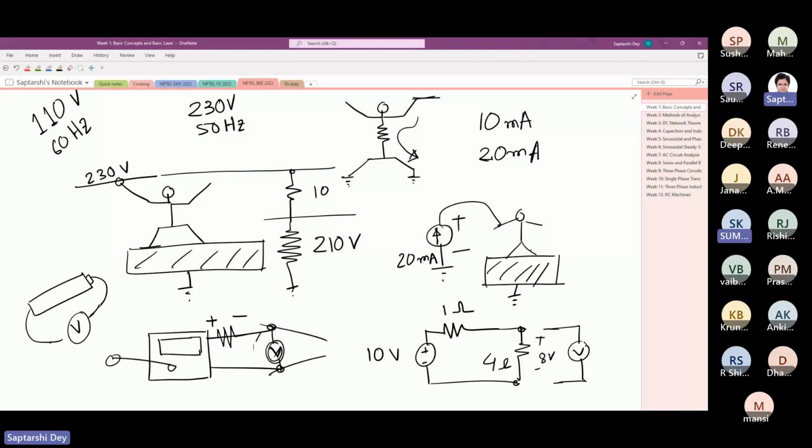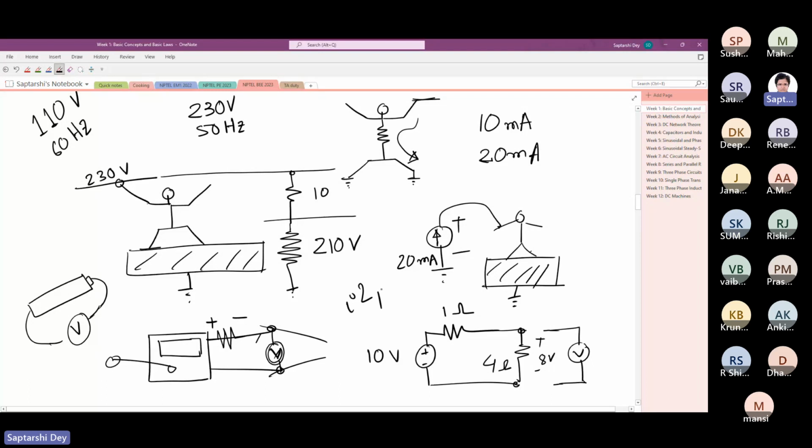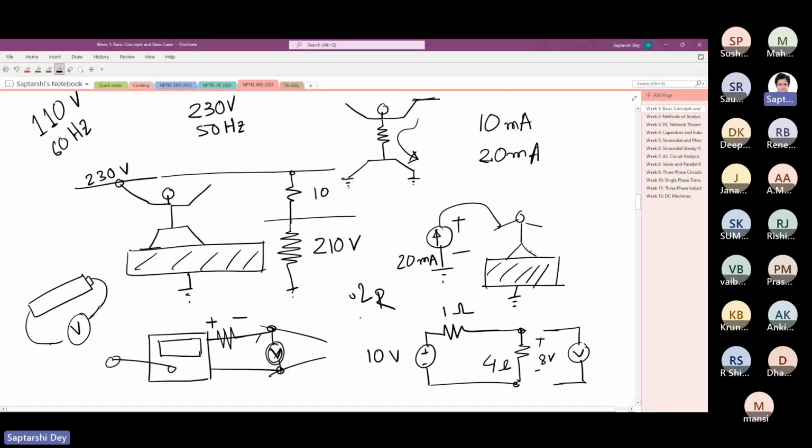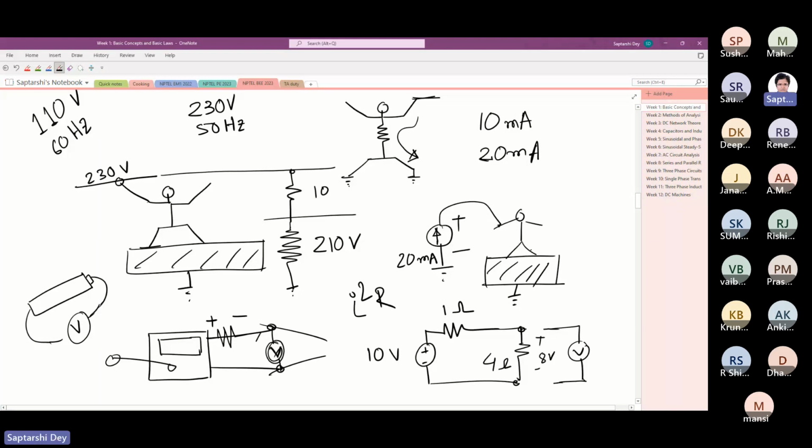So current flows through your body. Your body has resistance. It causes I square R power loss inside the body, and that causes the shock or death. So, the answer to the question is probably power. Power kills you. Sir, the resistance of that equipment is much higher, no? Yes, very high.